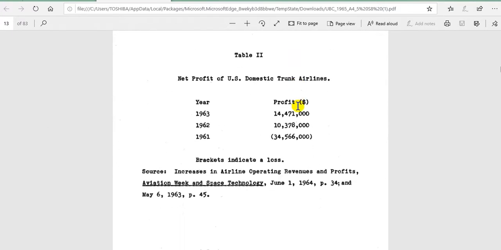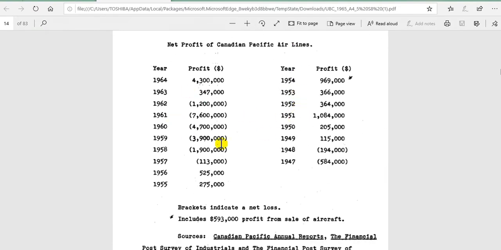Look here. This is 1947. The figures between brackets mean losses. Losses. Profit. Profit. Profit. Profit. Here, profit. Here, losses. 1958, also 1959, all these losses. So, I think the airlines went to the University of British Columbia to study these losses.